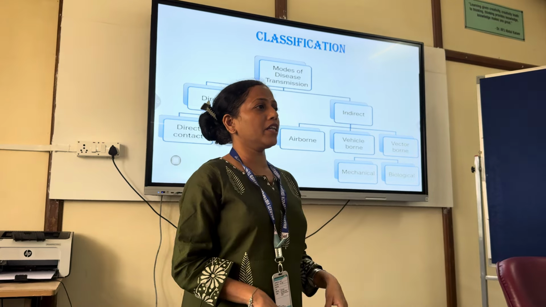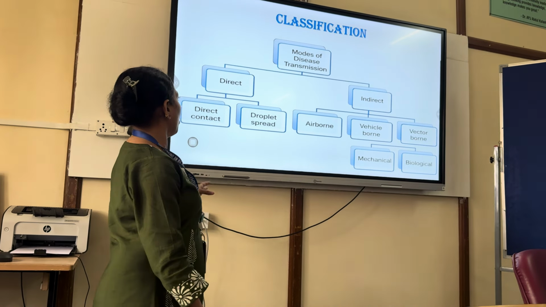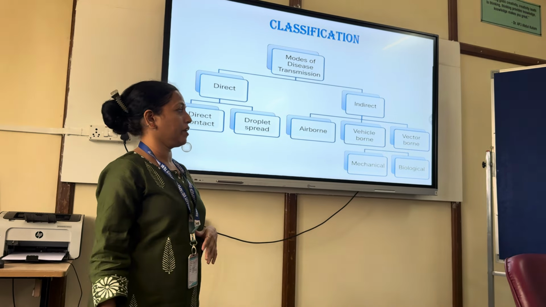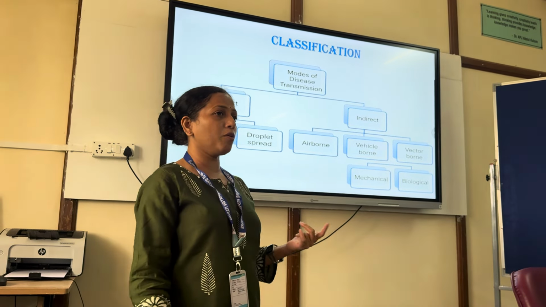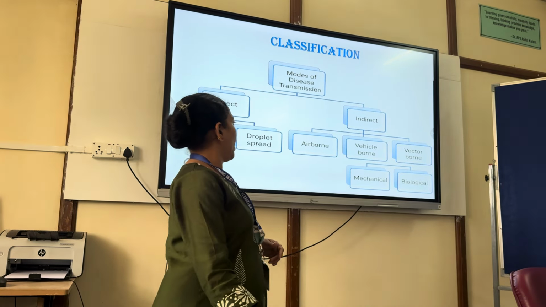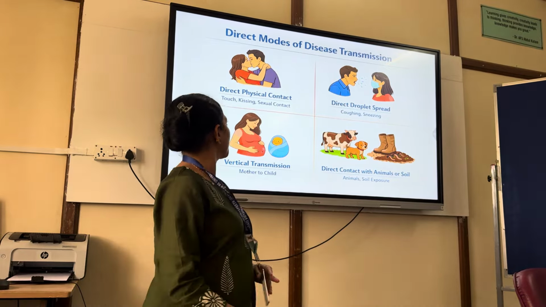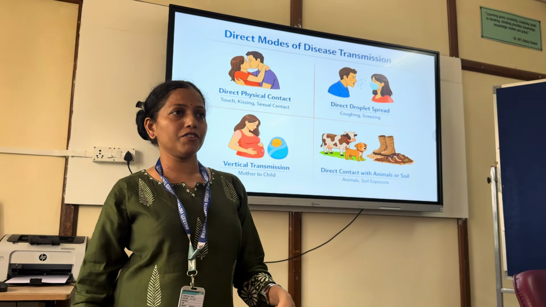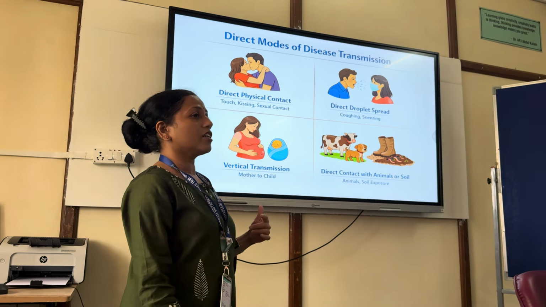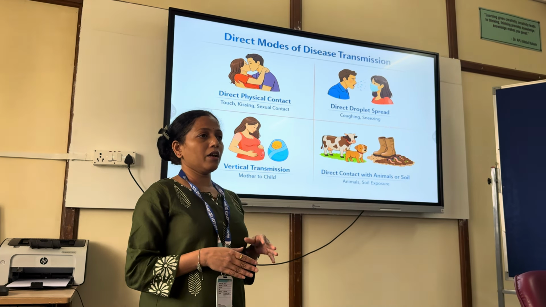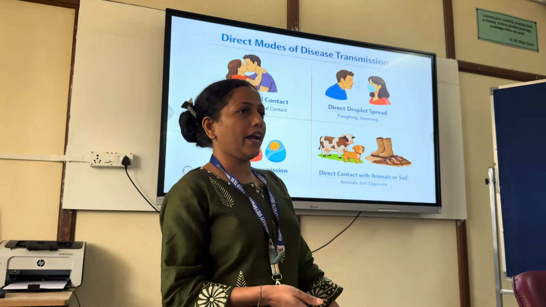In the direct method, there is skin-to-skin contact or direct contact, and droplet spread infection. In the indirect method, there is airborne, vector-borne and vehicle-borne, as well as mechanical and biological. In the direct mode of disease transmission, there is direct physical contact: first, touching, skin-to-skin contact, like touching and shaking hands.